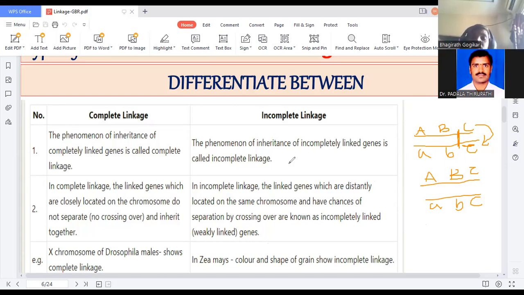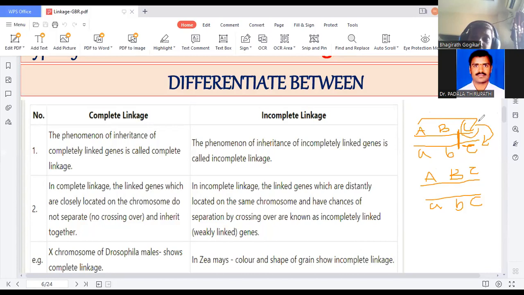Just go through it. Incomplete linkage means the linked genes are separated. The linked genes are separated by a phenomenon known as crossing over. At a single point, the two chromatids are exchanged; they break and reunion takes place. That's why the AC linkage breaks down.